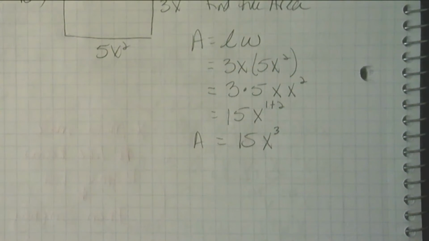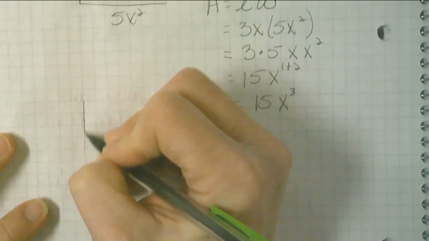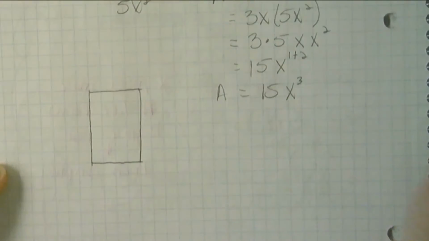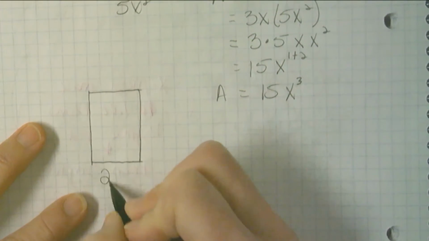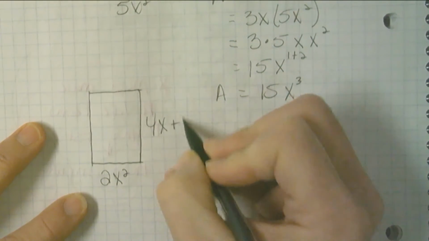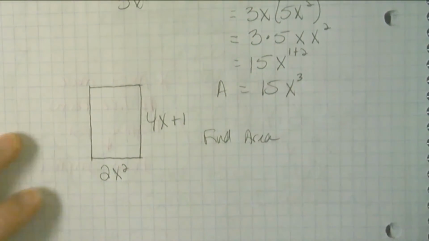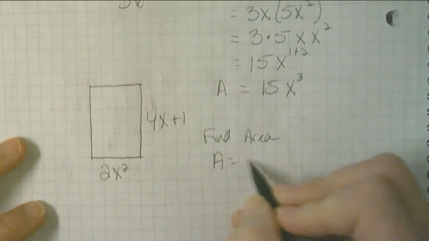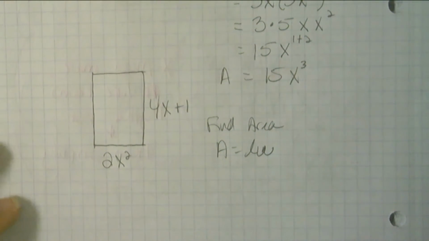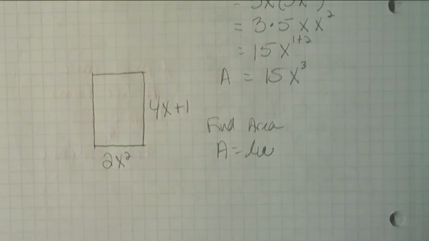I want you to go to the very end where you already are and write extra example. What happens if I have this one? So I'm going to do a new rectangle. Let's say this is 2x squared and this is 4x plus 1. And I want to find the area. Remember, area is equal to length times width. What are my two dimensions? What are my length and my width? Lawrence?